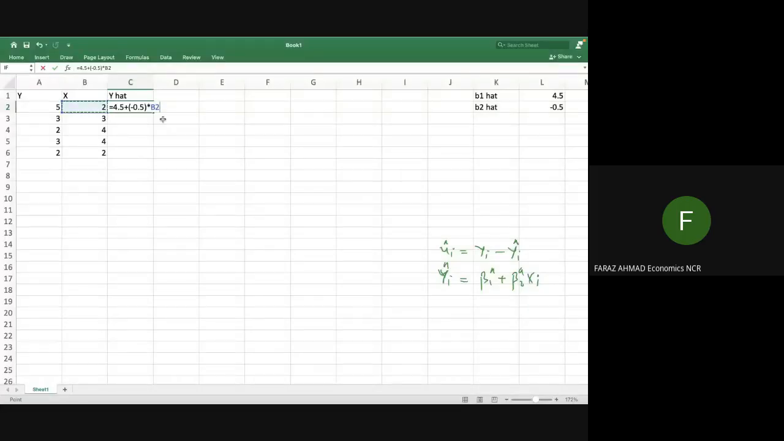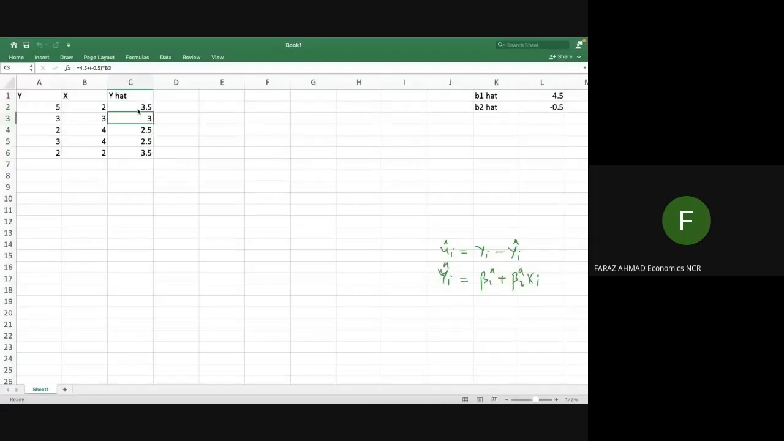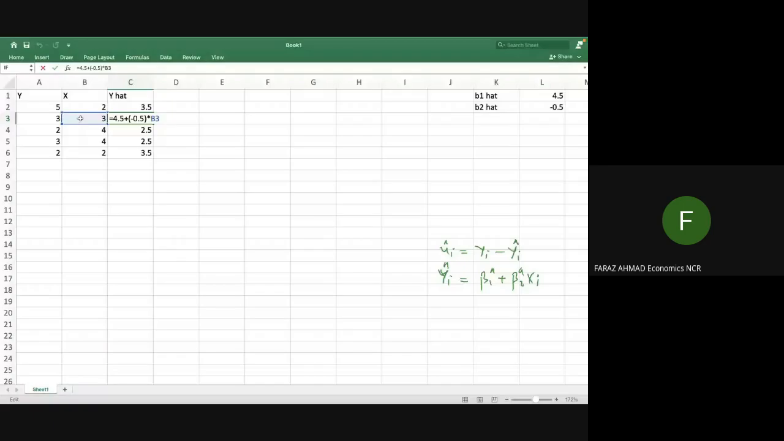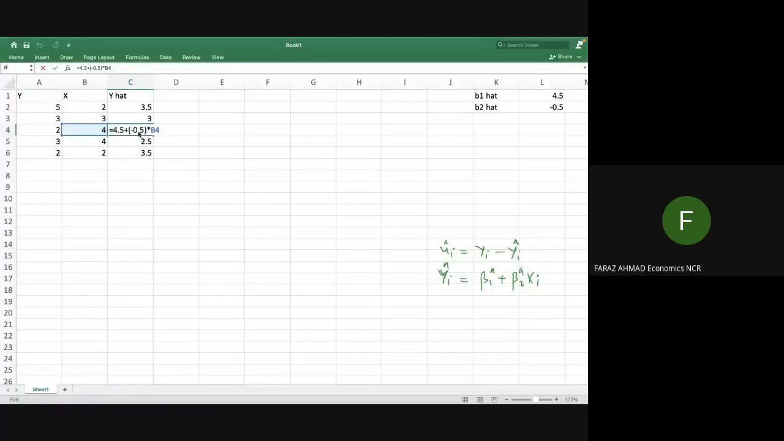Yes, sir. So when you are using pen and paper, you will do exactly what is being done here. Here I will just press enter and Excel will give me the result. So this is 3.5. This is my first y hat. I'll copy this formula down and it will do this for all the 5 observations for me. You can see it has done the same thing again here: 4.5 plus beta 2 hat, and then it has used this x value, the second one. And then here it has used the third one, 4. Beta 1 hat and beta 2 hat remain the same. So these are our yi hats, right?